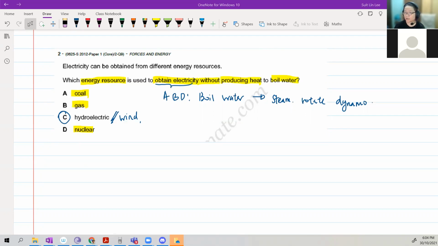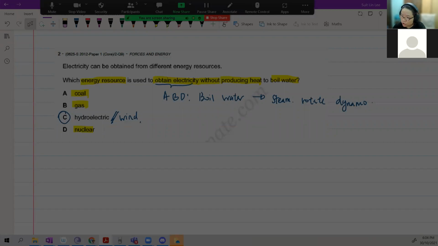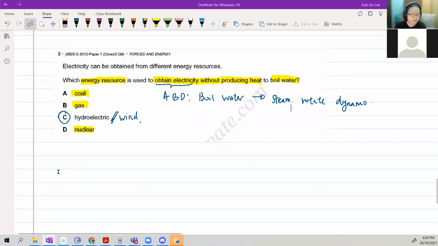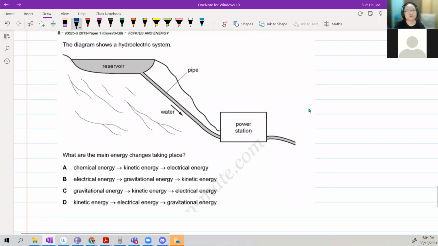So speaking of that energy resource, here is basically how a hydroelectric system looks like. So you have a reservoir up here where all the water is inside. And then the water will flow down into the power station. And then in the power station, the water will rotate the dynamo. Okay. So what are the main energy changes taking place?